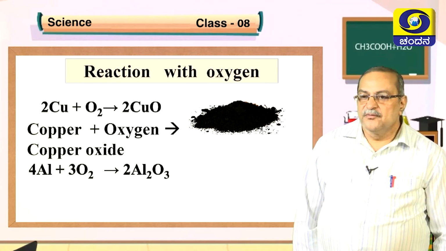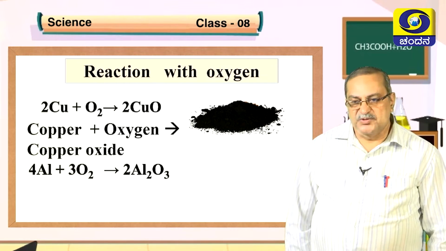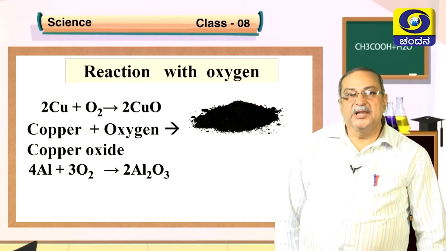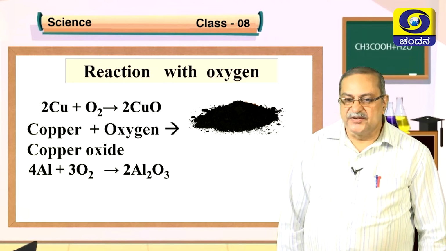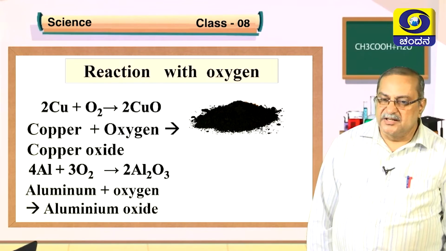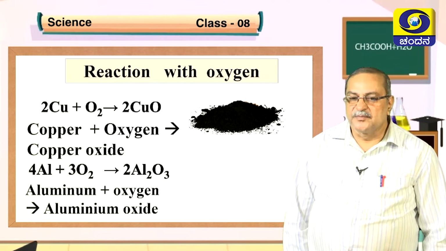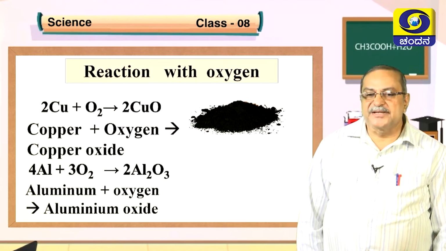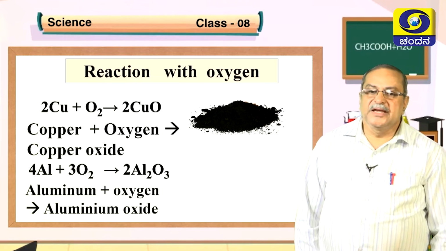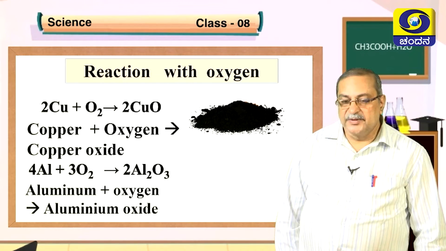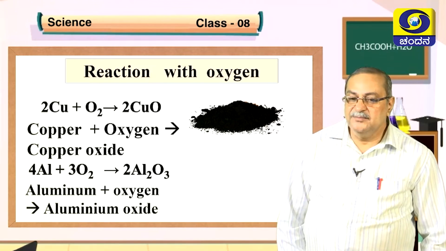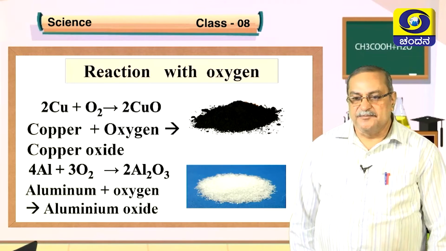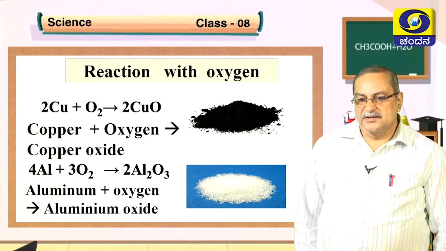Now when you heat aluminum in atmospheric air, 4 aluminum atoms combine with 3 oxygen molecules to form 2Al2O3. That means aluminum plus oxygen on burning gives aluminum oxide. That means aluminum reacts with oxygen to form aluminum oxide, children. That is a white powder.